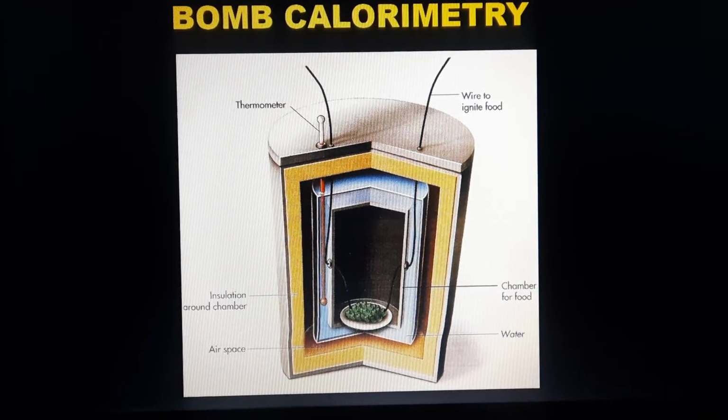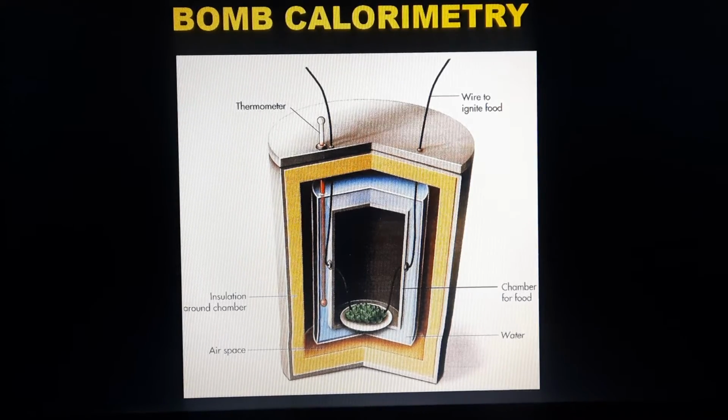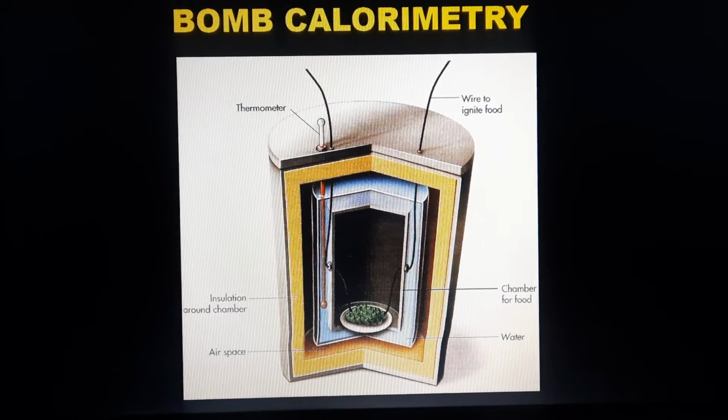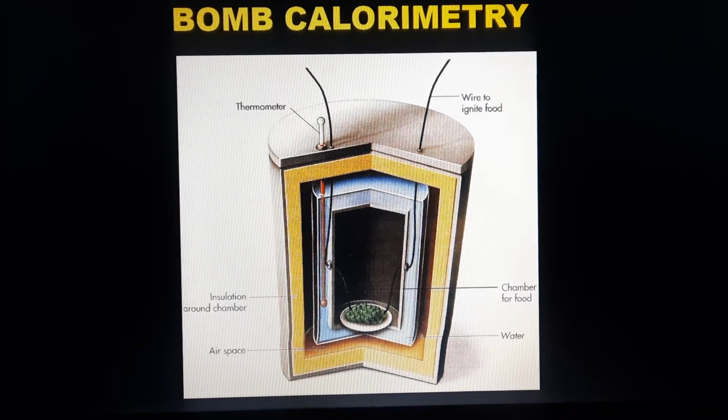That container has water channels around it to which a thermometer is connected, and it is supplied with enough air containing oxygen. Wires are ignited, and they are connected with the food. So combustion of the food will produce heat, and the value of that heat is directly measured by the thermometer. That heat is absorbed by the water which is circulating around the channel. The thermometer is inserted into the water channel, so it will give the concept about the heat produced by the combustion of that food, and it will give an idea about the caloric value of that specific food.